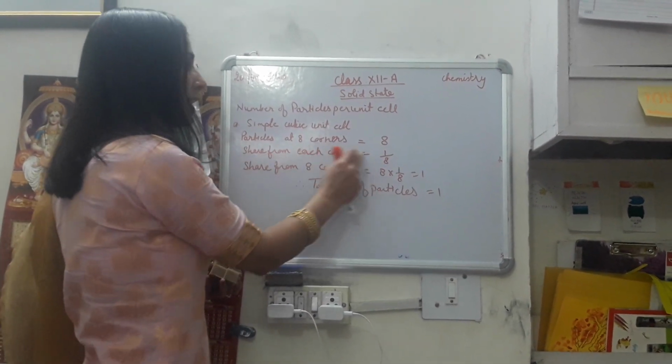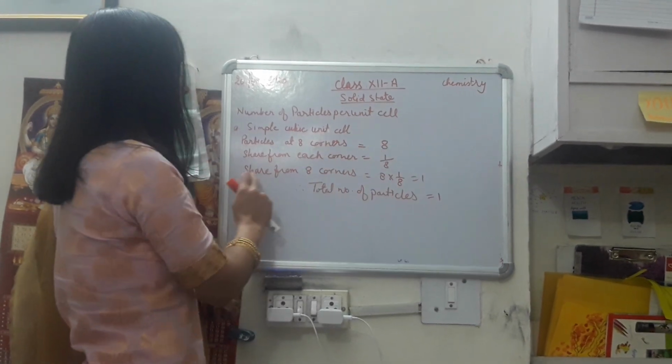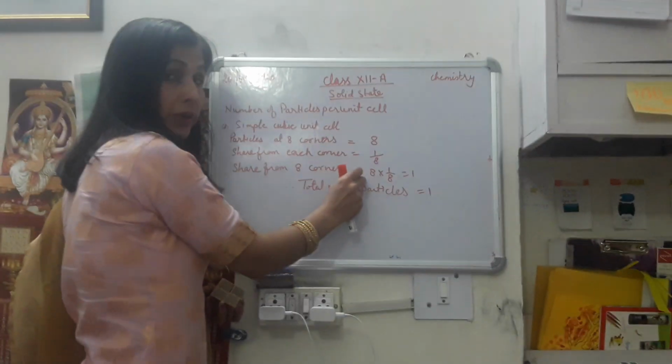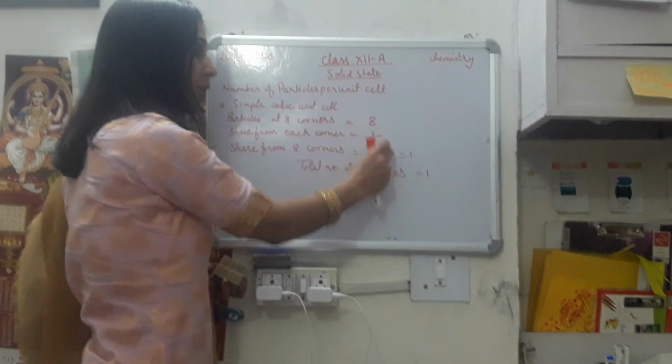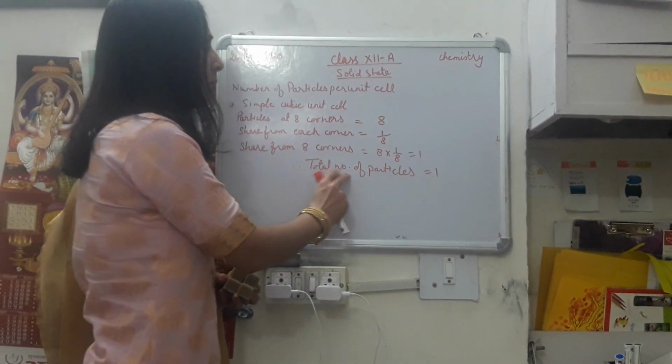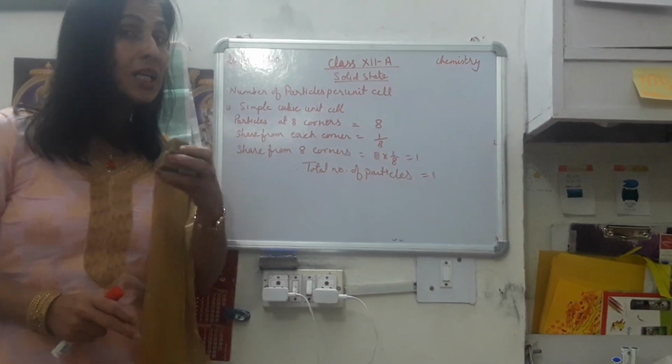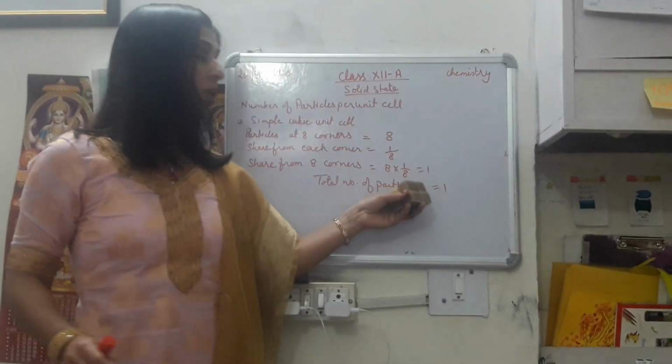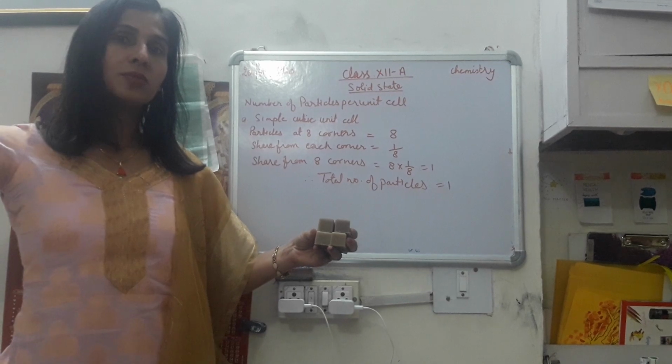So share from each corner is 1 by 8, and share from 8 such corners is equal to 8 into 1 by 8, that equals 1. Therefore, total number of particles in a simple cubic unit cell is equal to 1.